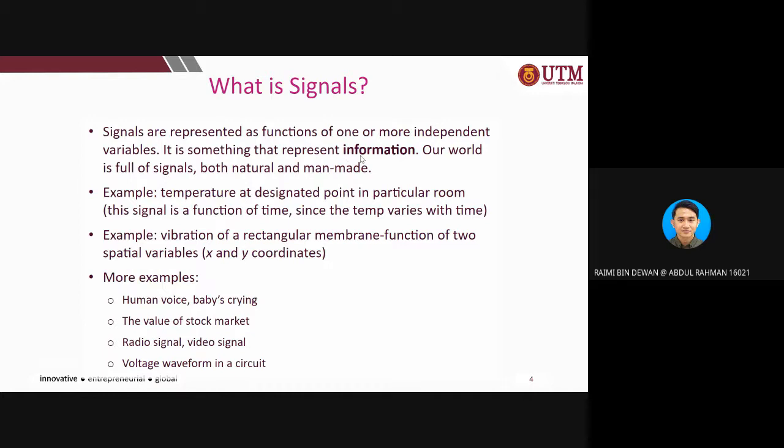We have some information inside our signal, just like your handphone. When you browse the internet, you have a Wi-Fi signal. Inside that Wi-Fi signal is actually packets of data, information. Let's say you want to surf Facebook, whatever. So inside the signal is the information of Facebook. For example, temperature at designated points, or the vibration of a rectangular membrane, a function of two spatial variables. So signals can be both natural and man-made.